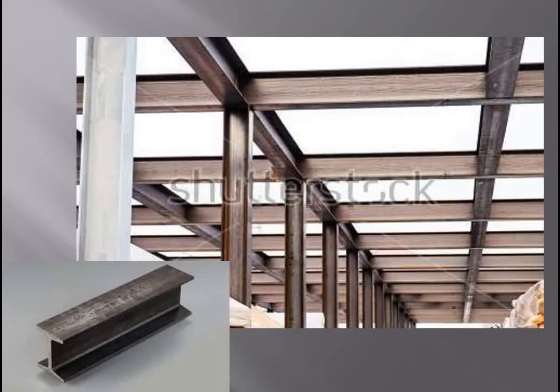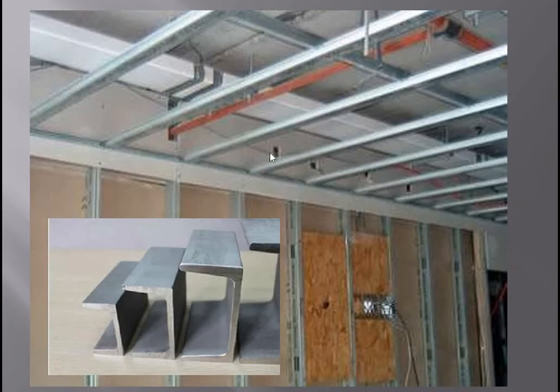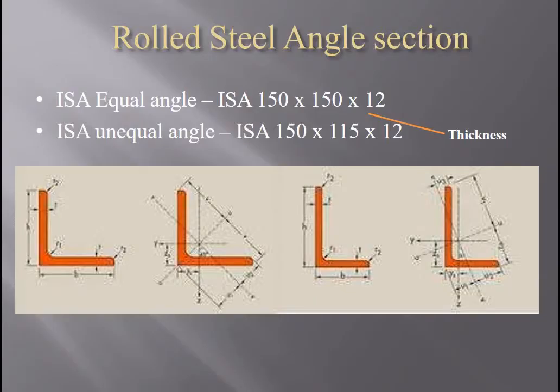These are examples of applications of I sections in industrial frame steel structures. Similarly, there are channel sections: ISLC, ISMC, ISSC, Indian Standard Special Channels. ISMC means Indian Standard Medium Weight Channel Section. 300 means its overall depth is 300, and 0.35 is the running meter weight. These are the applications of channel sections in steel structures.